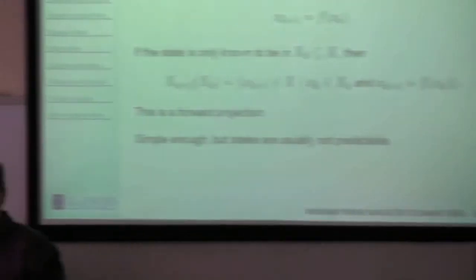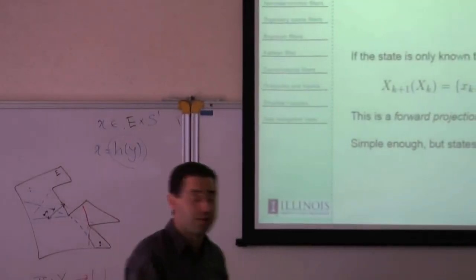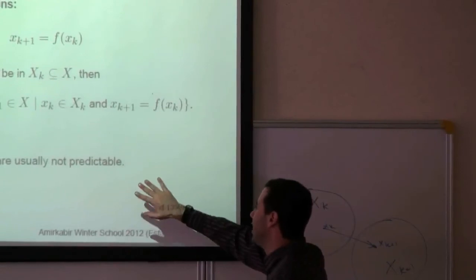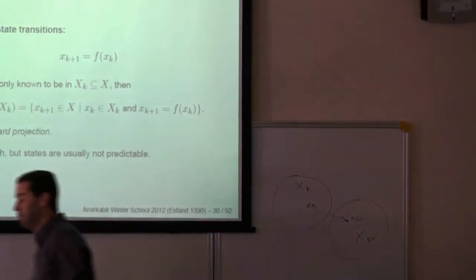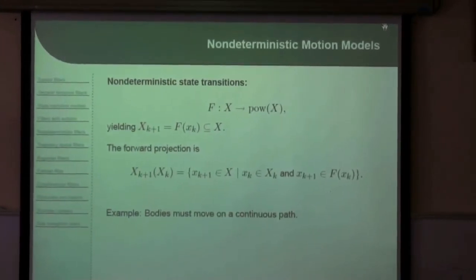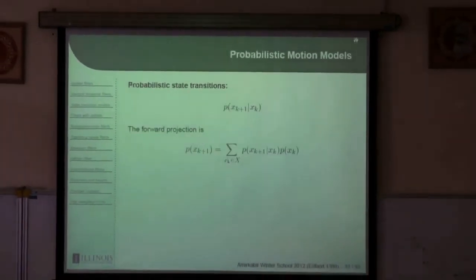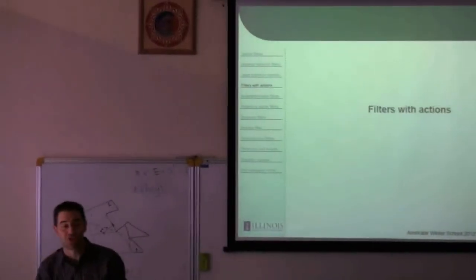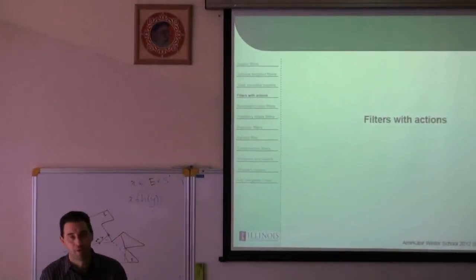A very nice name for this is a forward projection. People have used these a lot in robotics literature. So forward projections. That's great, but what happens in practice is that the states are usually not predictable in such a nice way like this, and we have to do something about that. So there's a non-deterministic case, there's a probabilistic case, and then eventually we're going to add action into it and make it look like control systems. But I think I'll stop now.